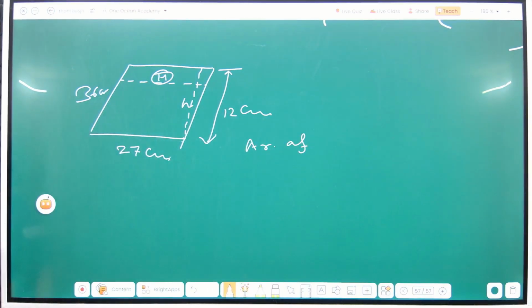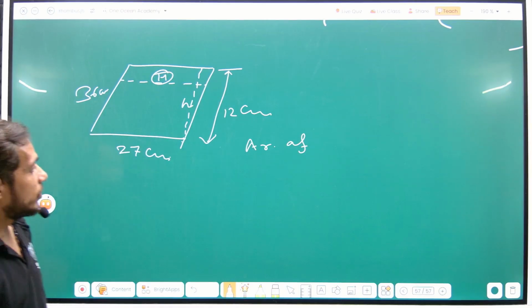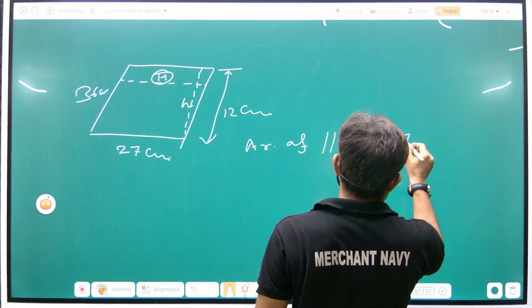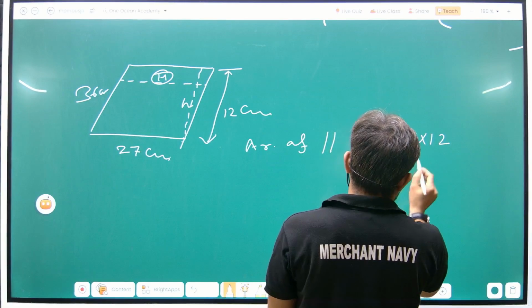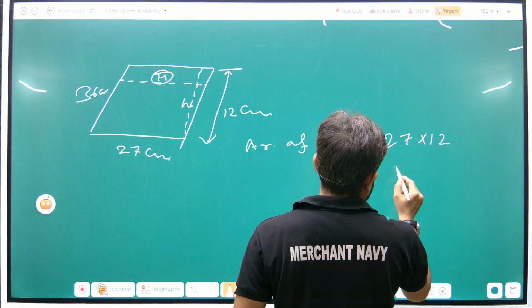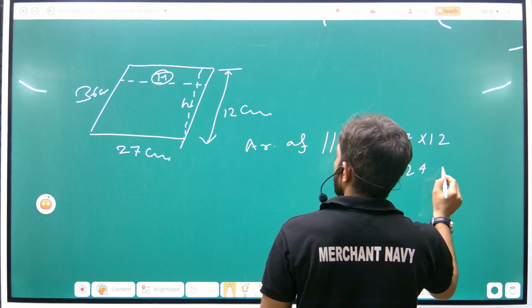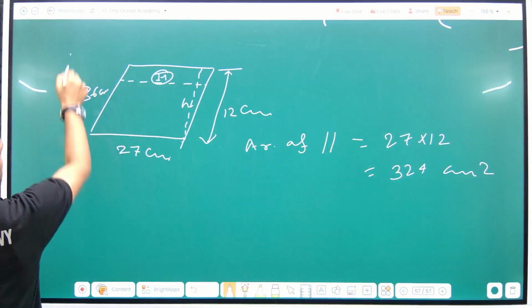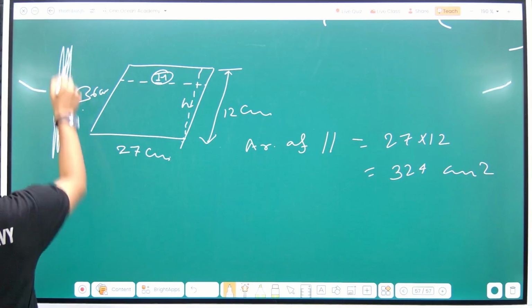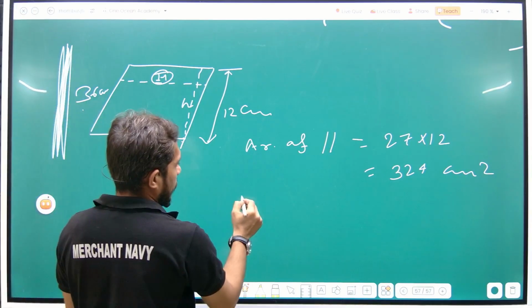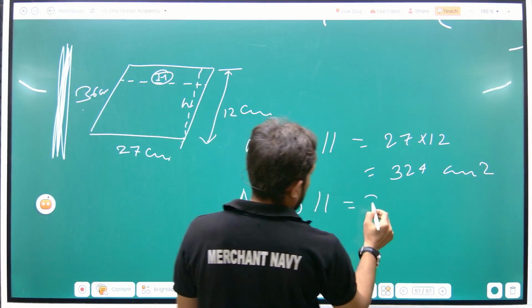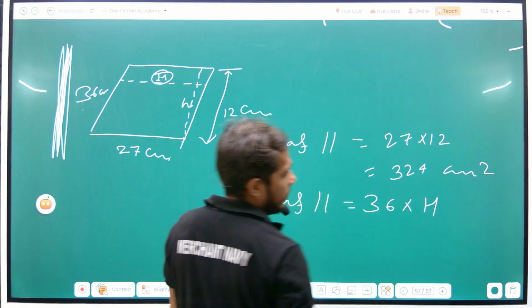So the area of the parallelogram is equal to base into height, 27 into 12. That will be equal to 324 centimeter square. And this area must be equal from the other side too. So for the other base, the area of the parallelogram must be equal to 36 into height.